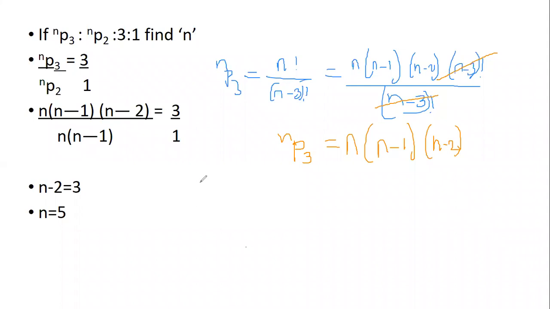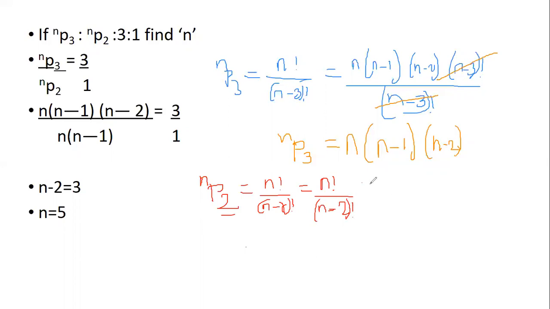Okay, now the next one, NP2. Now, what is the permutation formula? n factorial divided by n minus r factorial. Correct? Now, in the place of n, I am retaining n. I am keeping n as it is. In the place of r, I am using this 2. So, n minus 2 factorial.